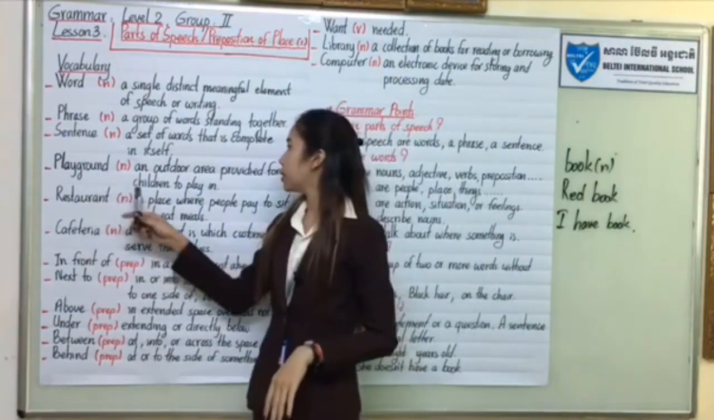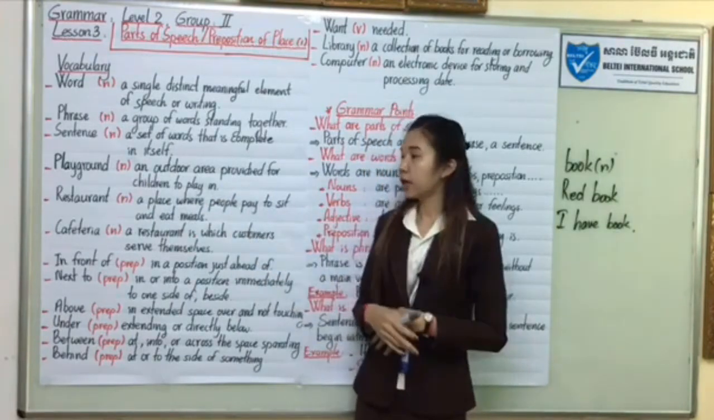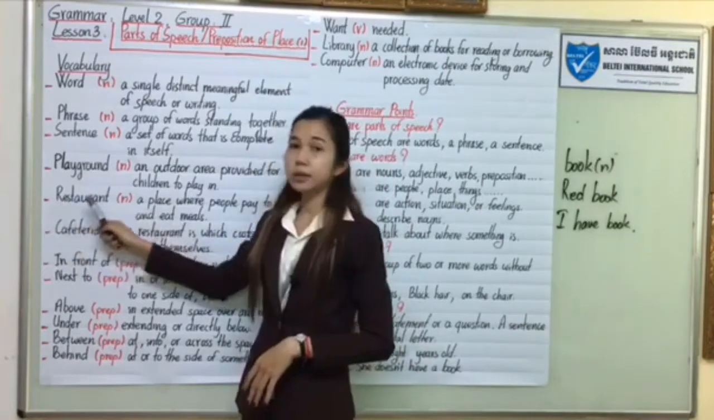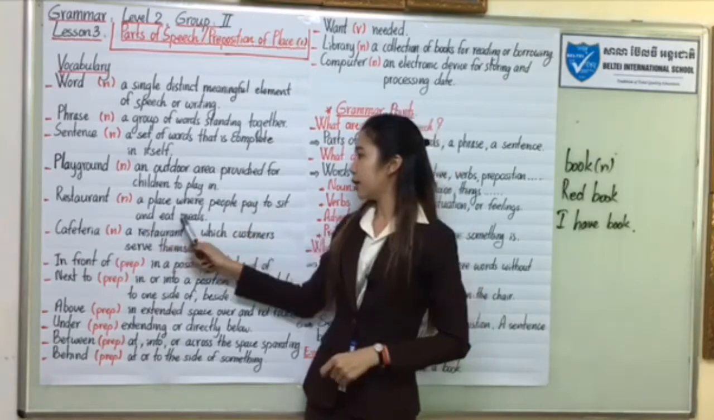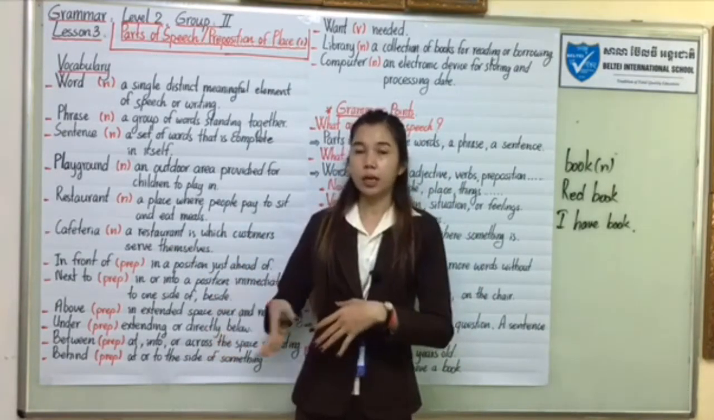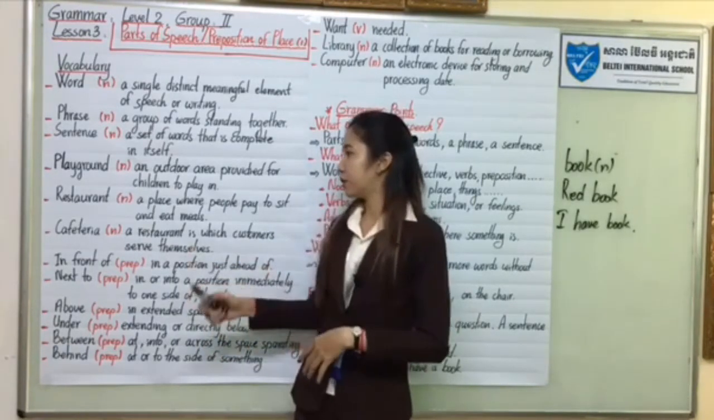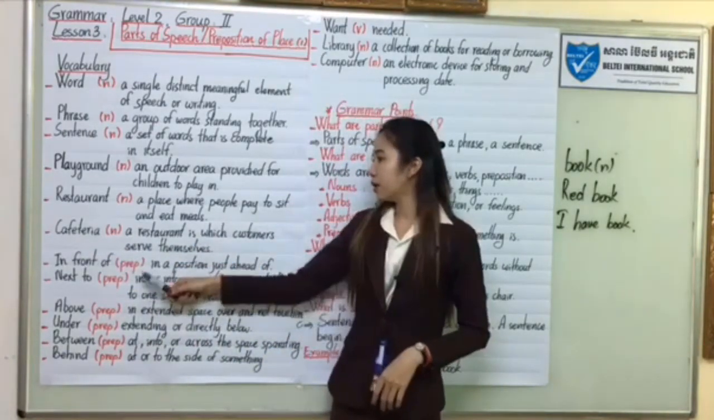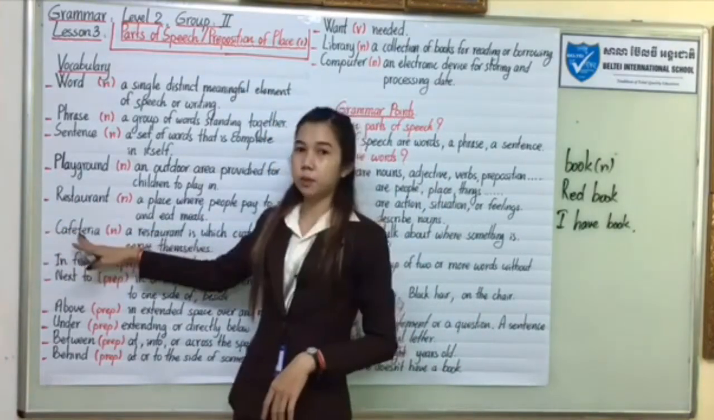Playground, function as noun, an outdoor area provided for children to play in. For example, my child plays in the playground. Restaurant, function as noun, a place where people pay to sit and eat a meal. A restaurant means that when you go to eat something, you have a waiter or waitress and then you can order the food. Cafeteria, function as noun, a restaurant in which customers serve themselves. It's different from the restaurant. It means that you are served by yourself.